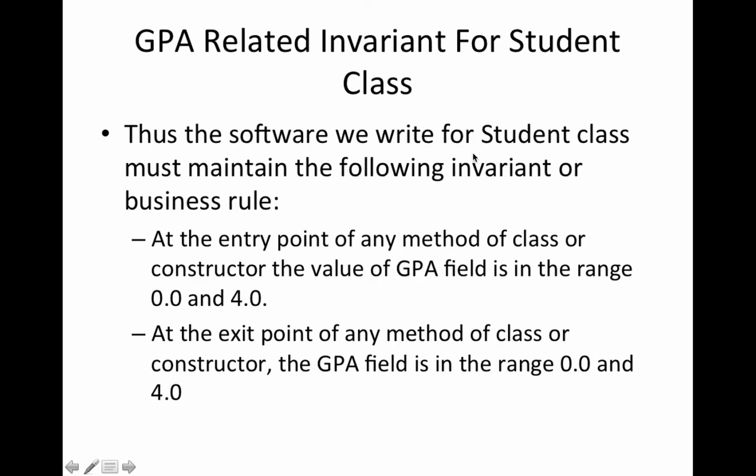Okay, so thus the software we write for a student class must maintain the following invariant or business rules. So we are restating that one more time. At the entry point of any method or constructor for the student class, the value of GPA field is in the range of 0 and 4.0. And at the exit point of any method of the student class in this case, or constructor, so entry point, it should be in the 0 to 4.0 range, and exit point, it should be between 0 and 4.0 range.